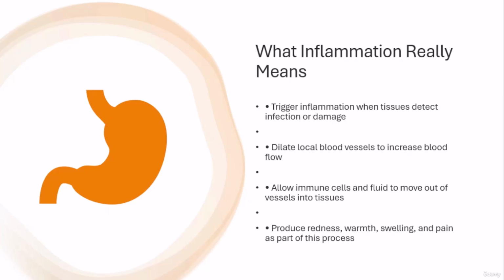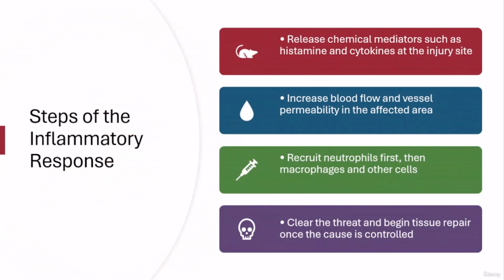The inflammatory response follows a pattern, and it usually starts with the release of signals from injured cells or immune cells already in the area. These signals bring neutrophils first, followed by macrophages and other cells. Each step helps contain the threat. Once the harmful trigger is removed, the tissues begin to return to normal as repair processes take over.